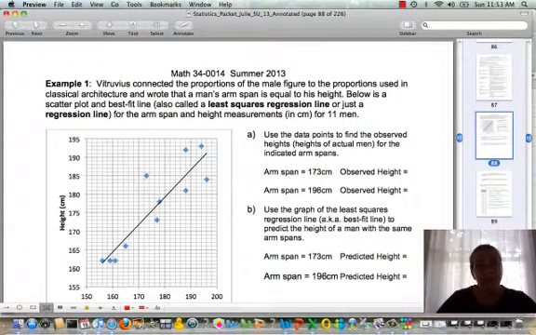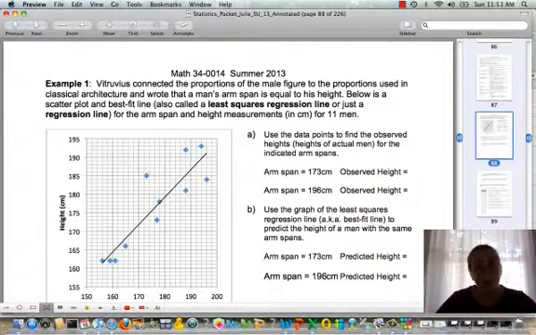So example 1 is an example from Vitruvius, who connected the proportions of the male figure to the proportions used in classical architecture and wrote that a man's arm span is equal to his height. So you may have heard of this, that if you stretch out the length of a person's arms and compare it to the height, that they are very close.